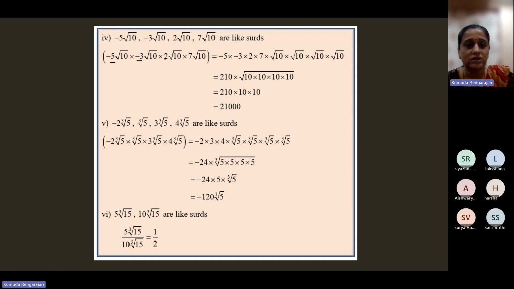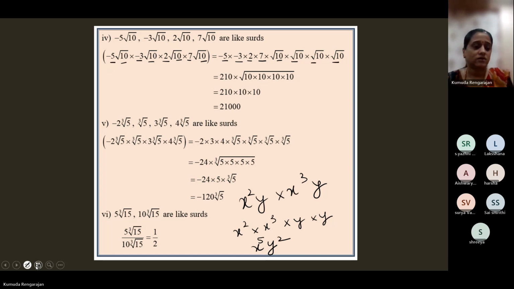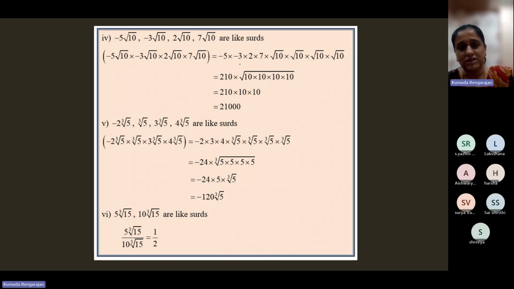So multiply the rationals: minus 5, minus 3, 2 and 7. Multiply them. And then multiply the irrationals, root 10, root 10, root 10, root 10. This is how we always multiply, in algebra also. When you have to multiply these, you multiply x square and x cube, and then you multiply y and y. Here we say bases are the same and it's multiplication, so add the powers: 2 plus 3, 5. Then y, 1 plus 1, 2. Like that here, collect the rationals, collect the irrationals and multiply them.